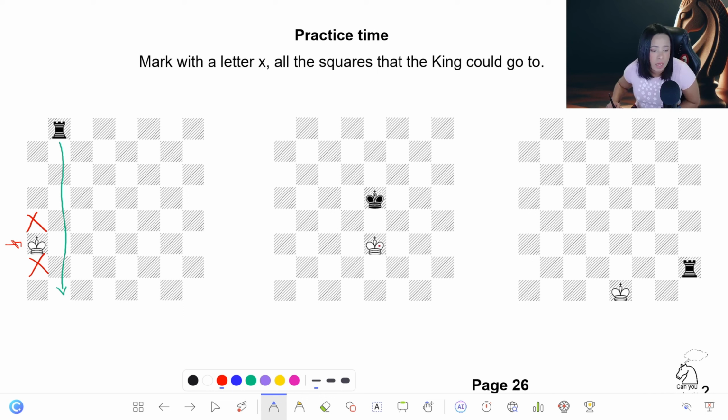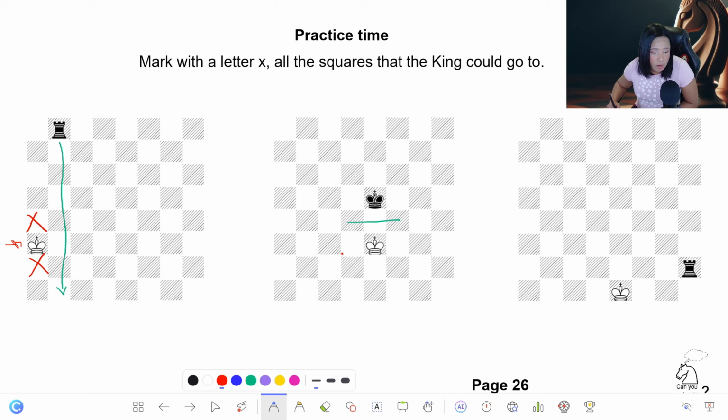Now let's see the second one here. Oh, by the way, these practices don't have any numbers because in the book they don't have any numbers, but they are on page 26, okay? Now, here we have the two kings, one in front of the other, and they cannot go too close to each other, okay? So they cannot go on any of these squares here, because if they go on any of those squares, they will be too close, okay? And kings cannot go close.